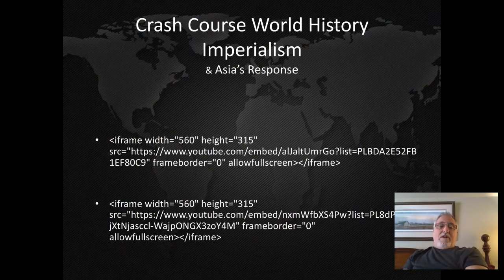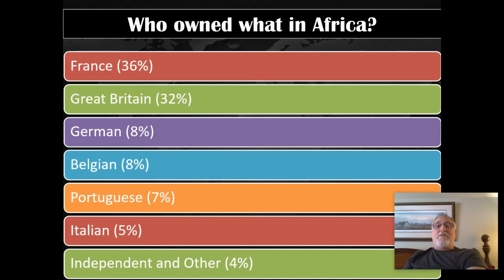These are just some crash courses on African imperialism. Feel free to watch the old crash courses if you want. This is just a breakdown of who owned Africa. Surprisingly, France was barely first, and then Great Britain, and then Germany, Belgium, the Portuguese, they hung on, and the Italians. And then there were independent and other countries. Ethiopia remains independent the entire time until 1930. We talked about that in previous lessons.